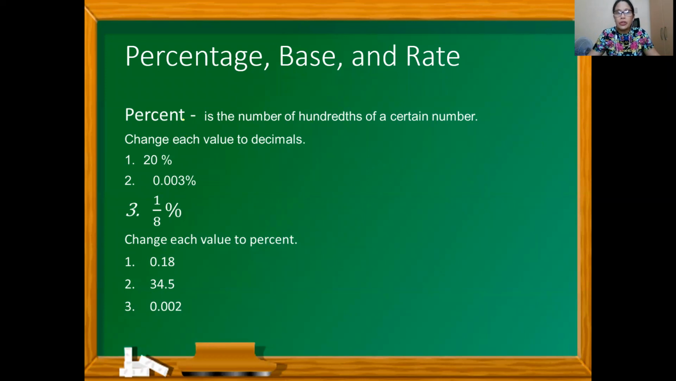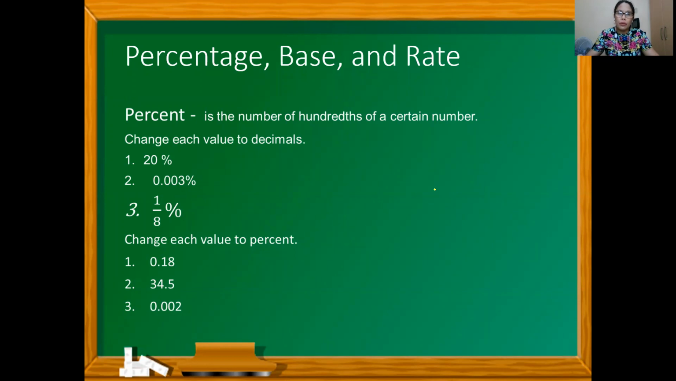Okay, so when we say percent, this is the number of hundreds of a certain number. So percent is a fraction or decimal with the denominator equal to 100. Now, in other words, the percent sign means hundreds. To use percent in arithmetic application, they must first be changed to a decimal or fraction.